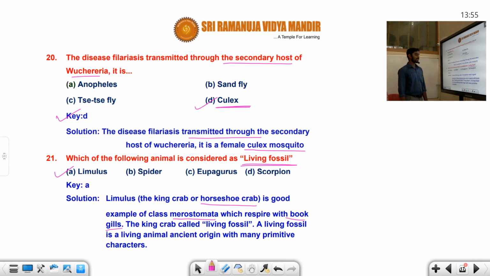The king crab is also called the living fossil. Why do we call it a living fossil? Because it is a living animal having an ancient origin with many primitive characters.